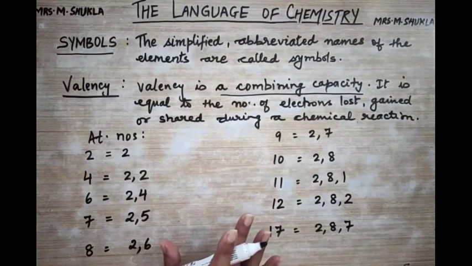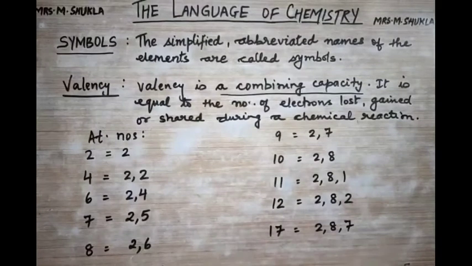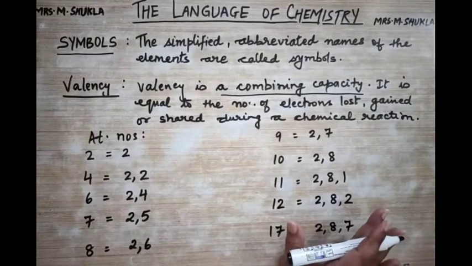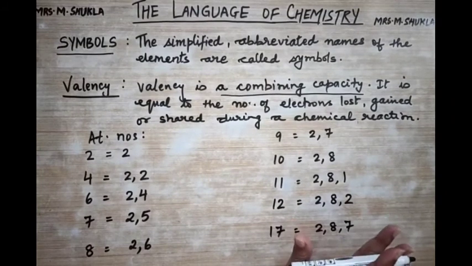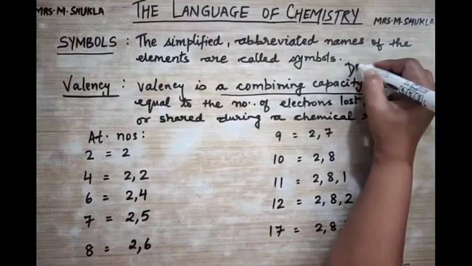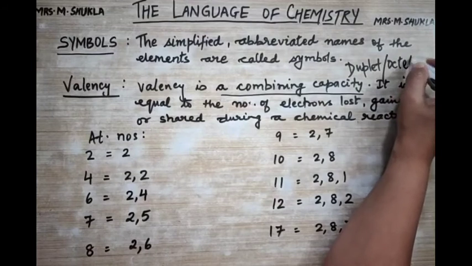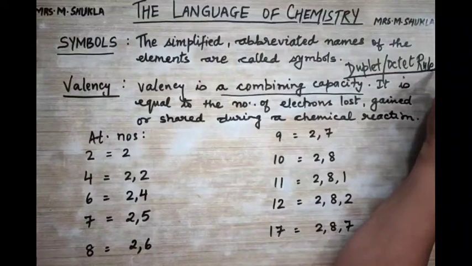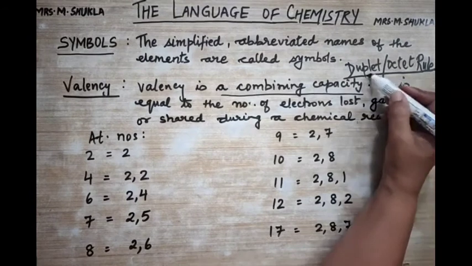Now we are going to find out which of these elements are stable. Do you remember the rule for the stability of these elements? What was that rule? Duplet or the octet rule. Do you remember that? Can you see this that I have written over here? Which rule have we to follow over here? Duplet or the octet rule. What does duplet rule mean?